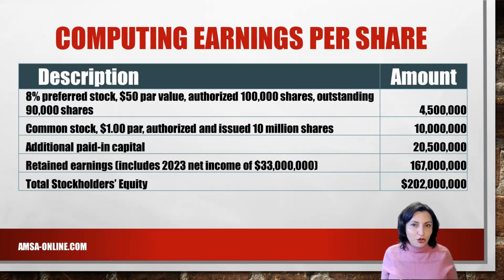Now let's look at an example. The stockholders' equity section of Handley Corporation as of December 31st, 2023 is presented on this slide. 8% preferred stock, $50 par value, authorized 100,000 shares, outstanding 90,000 shares, $4,500,000. Common stock, $1 par, authorized and issued 10 million shares, $10 million.